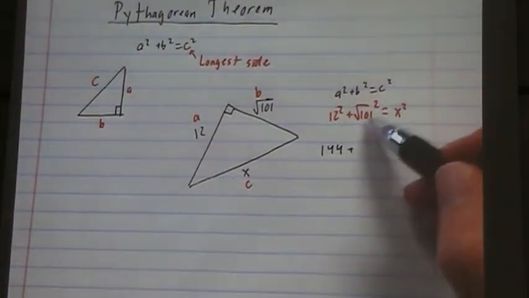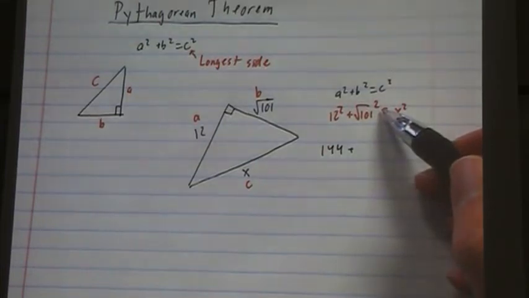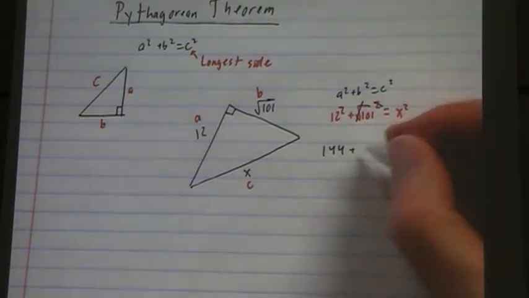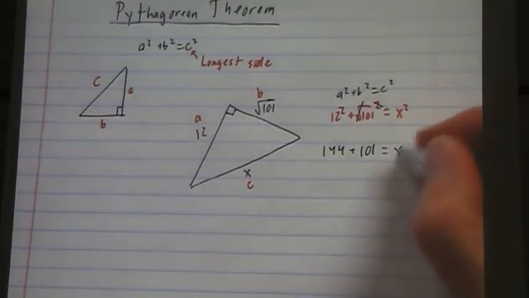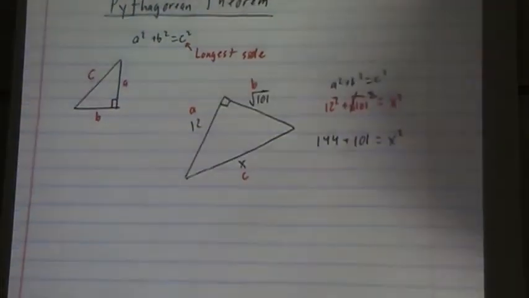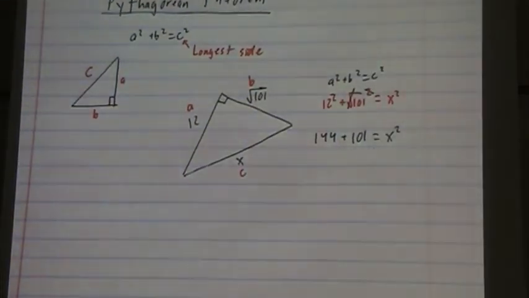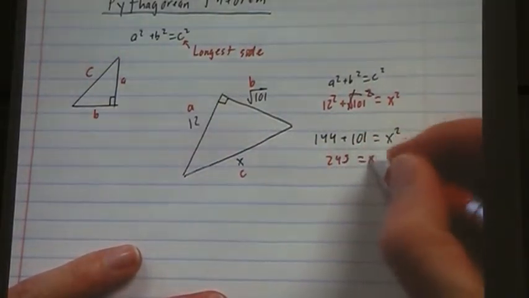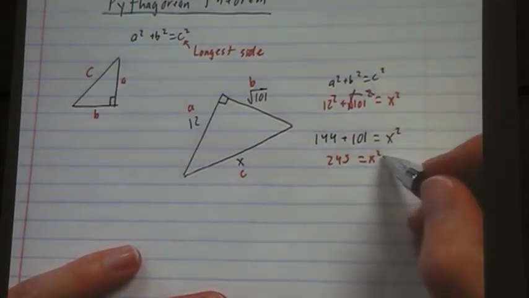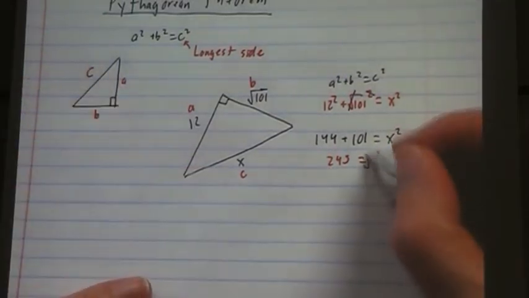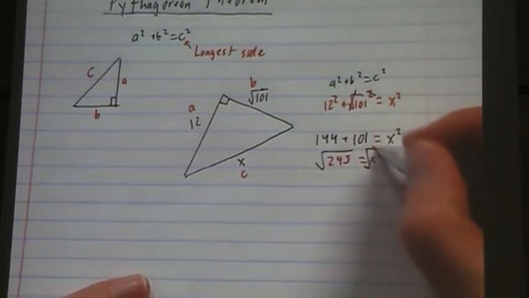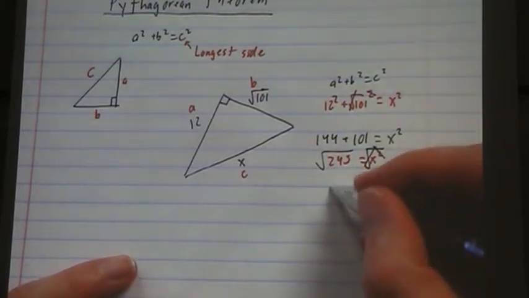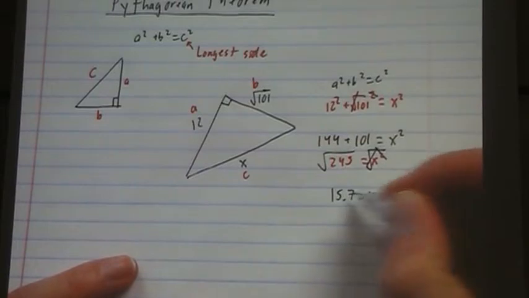What do we do here? Well, a square cancels the square root side. So we just are going to have 101 left by itself. Okay? So the square cancels the square root. And now we're just going to combine our like terms here and get 245 equals x squared. Now we got to get the x by itself. How do we get rid of a square? Take the square root from both sides. Boom. And square root of 245 equals x, and that's going to be like 15.7 equals x.